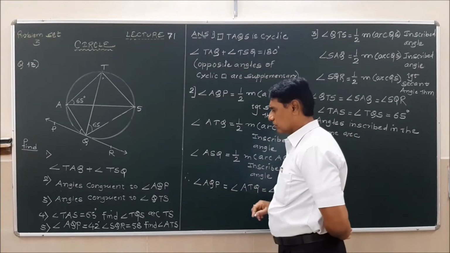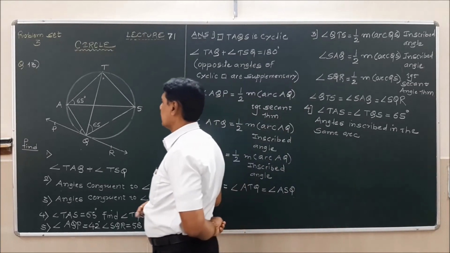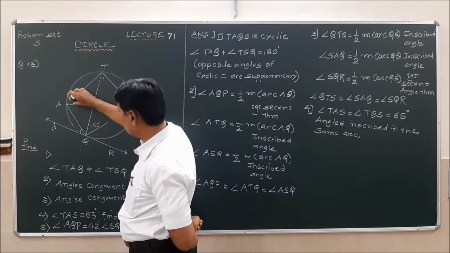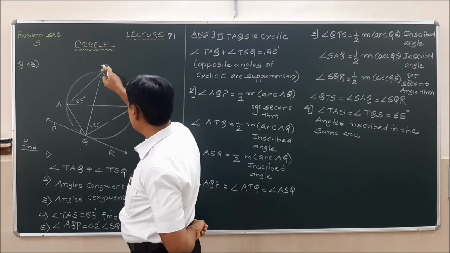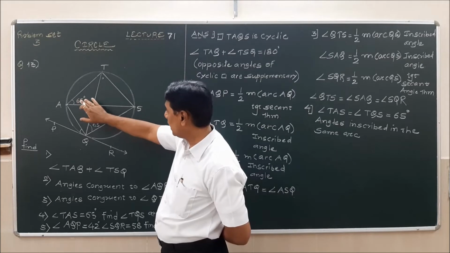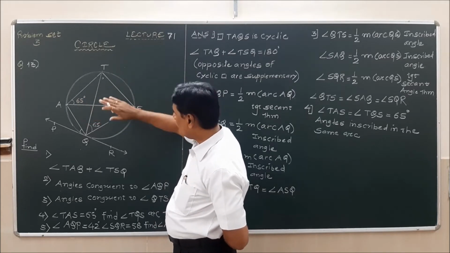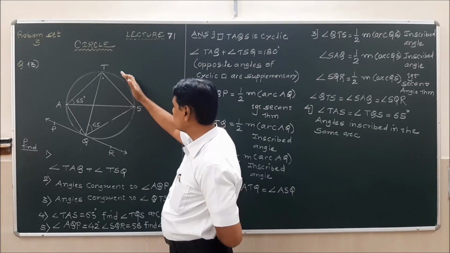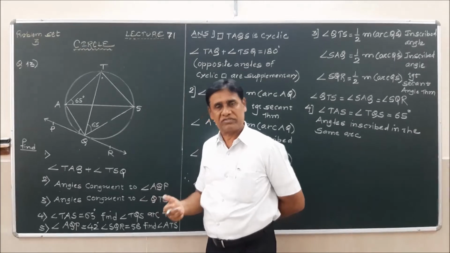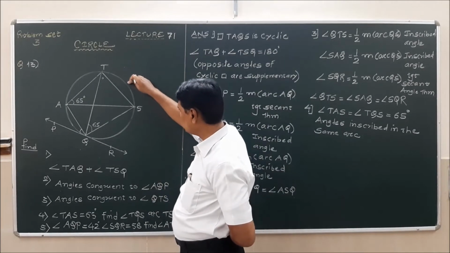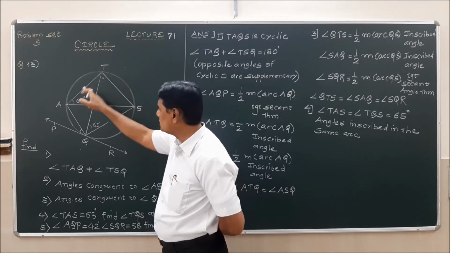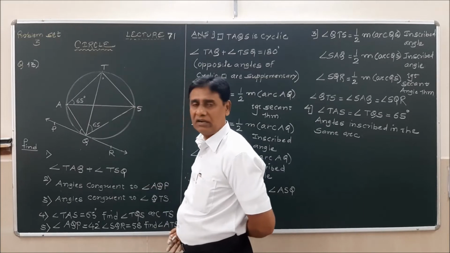Not only that, but we also have to find out RTS. Now we find that RTS is intersected by angle TAS as well as TQS, and this is an inscribed angle, which is half the measure of RTS, or we can say the measure of RTS is twice the angle TAS. Try to understand the inscribed angle once again. The measure of RTS is twice the angle TAS, or angle TAS is half the RTS.